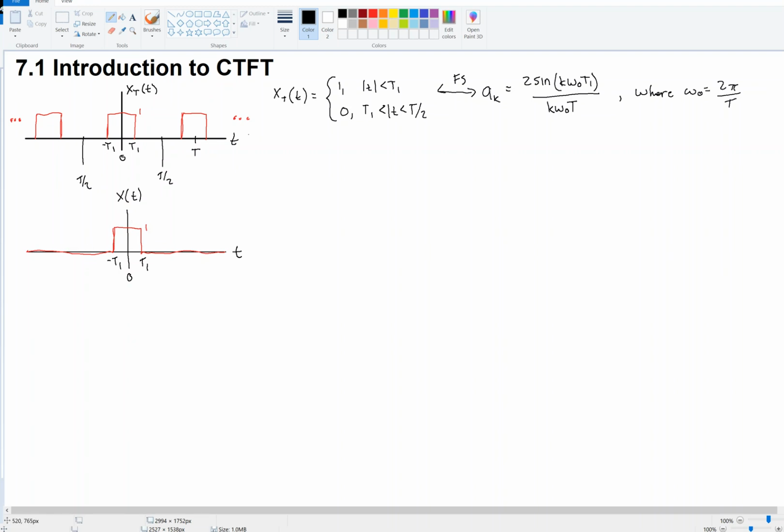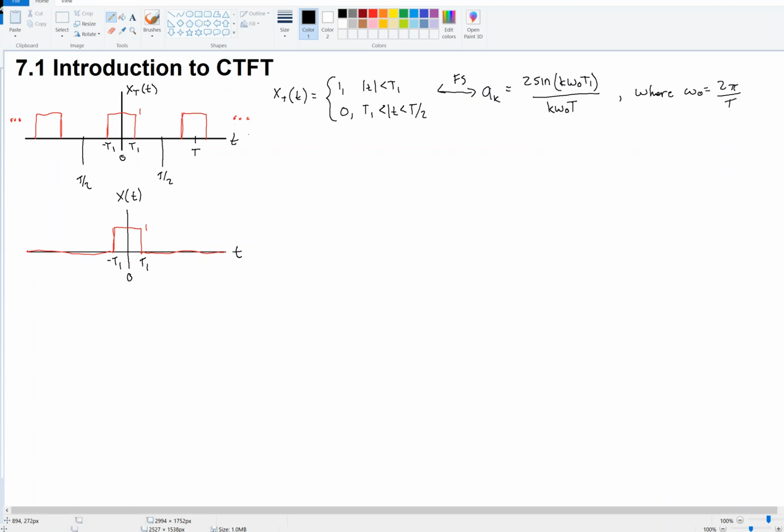Okay, now we know how to find the frequency content of x sub T of t, the periodic signal. We've done it. It's the Fourier series. The Fourier series is given by a_k equals 2 sine of k omega 0 T1 over k omega 0 T, where omega 0 is 2 pi over T. We've done that.